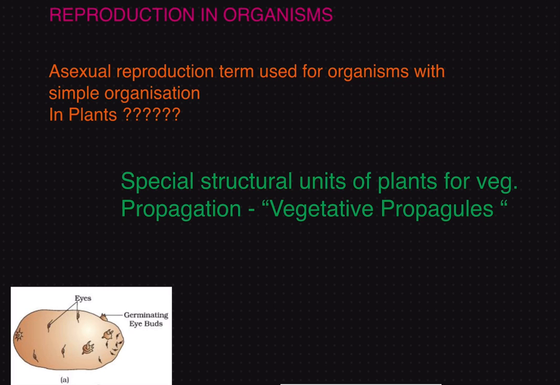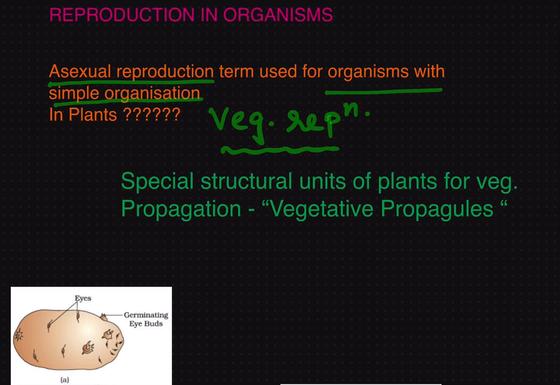Hello. So, we knew that there are two modes of reproduction, one is asexual and the other one is sexual. Asexual reproduction is a term that is used for organisms with simple organization. Now, the question is, what is vegetative reproduction? Yes, the asexual mode of reproduction observed in plants is otherwise called vegetative reproduction.